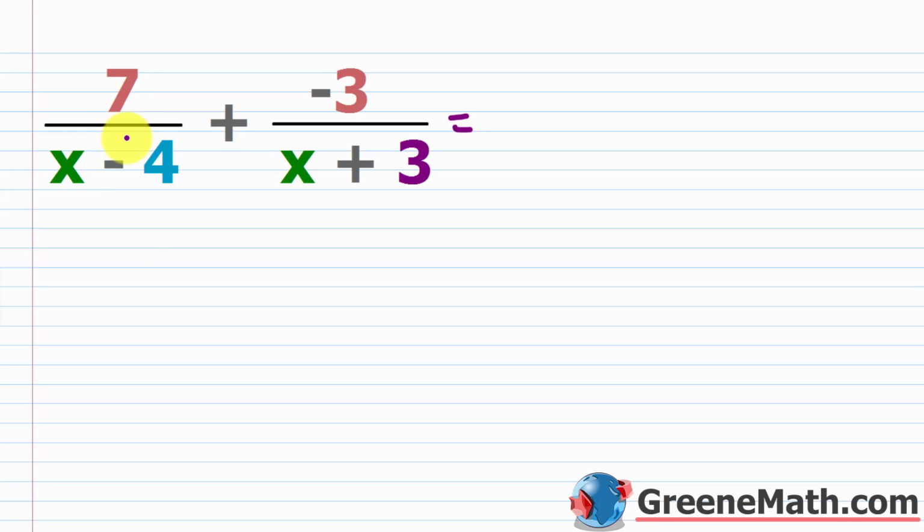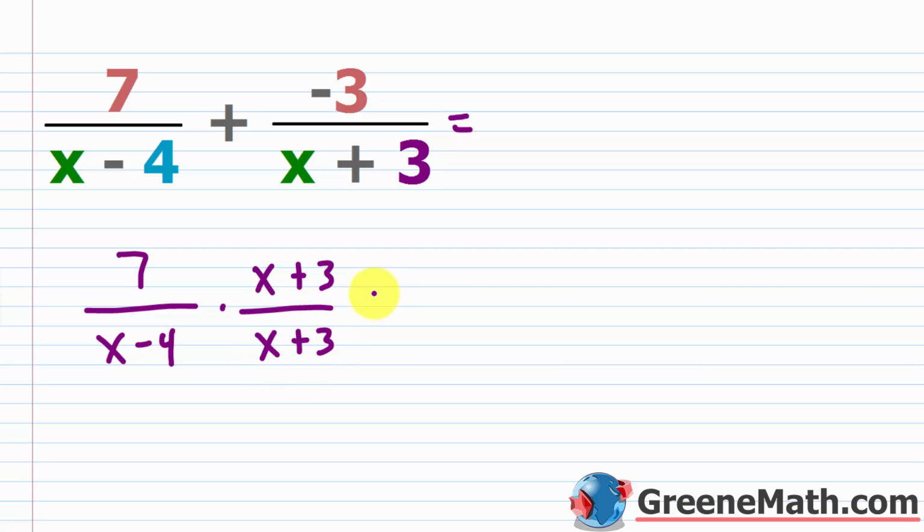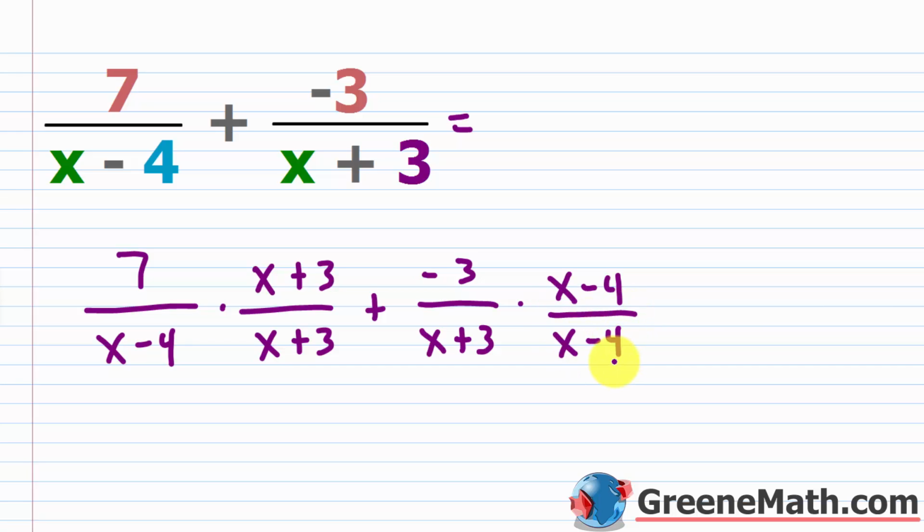So in this particular case, I would multiply 7 over x minus 4 by, what's it missing? It's missing the x plus 3. So x plus 3 over x plus 3, right? You've got to make it legal. Then plus the negative 3 over x plus 3. So what's this guy missing? It's missing the x minus 4. So times the x minus 4 over the x minus 4. Okay, so at this point, we already know what to do.